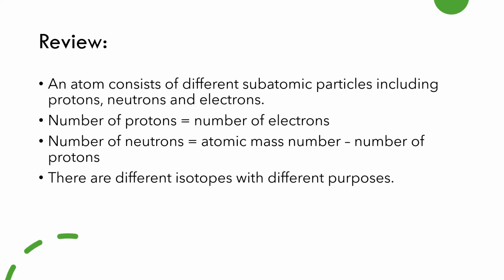So let's review. An atom consists of different subatomic particles including protons, neutrons, and electrons. Number of protons is equal to the number of electrons, and the number of neutrons is equal to the mass number minus the number of protons. There are different isotopes with different purposes.